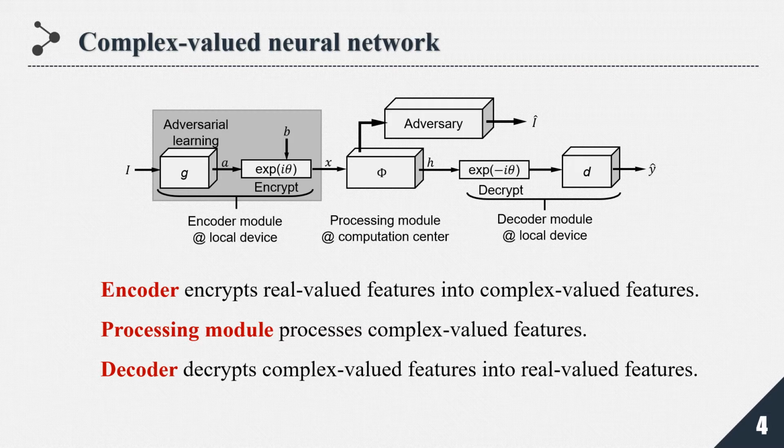The encrypted complex-valued feature will be sent to the processing module. The processing module further processes the feature without changing the phase that hides the input information. The decoder decrypts the processed feature back to a real-valued feature and gets the final result. The encoder and the decoder are embedded inside a local device, and the processing module is located at the public computation center.